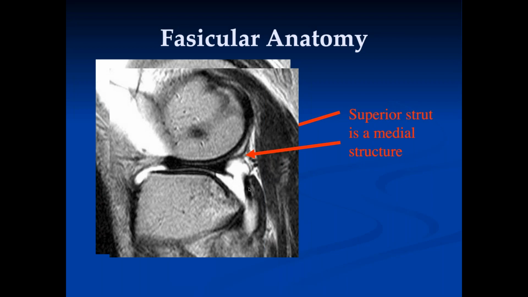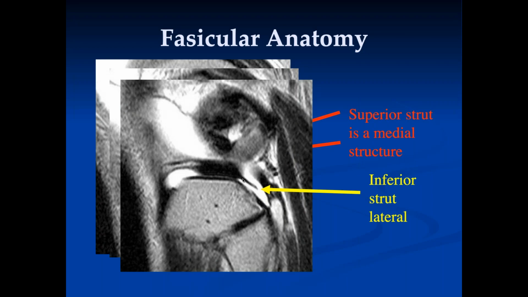Here's the popliteus tendon after it's gotten out, and now we're starting to get laterally here to the inferior strut. And here's the inferior strut coming down here. There's the popliteus tendon. Here's the attachment of the popliteus tendon. Here it comes down here. It has to go through the periphery of the meniscus to come down to where the popliteus muscle is.